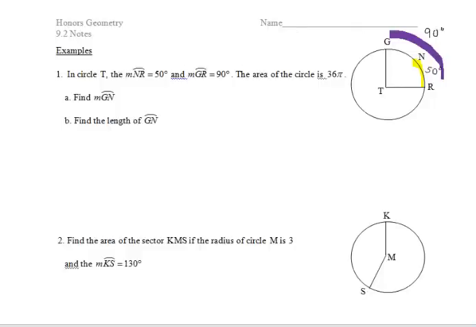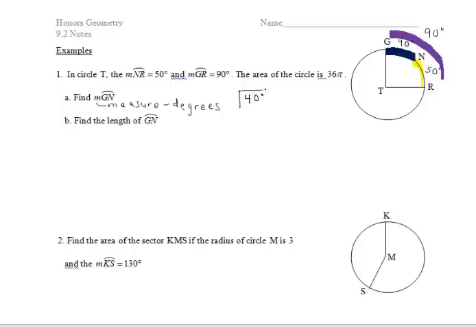We first want to find the measure of arc GN. If we think back, when we see measure, we should be thinking about the number of degrees that the arc occupies. So this blue arc here must be 40 degrees. And that's our answer for part A.